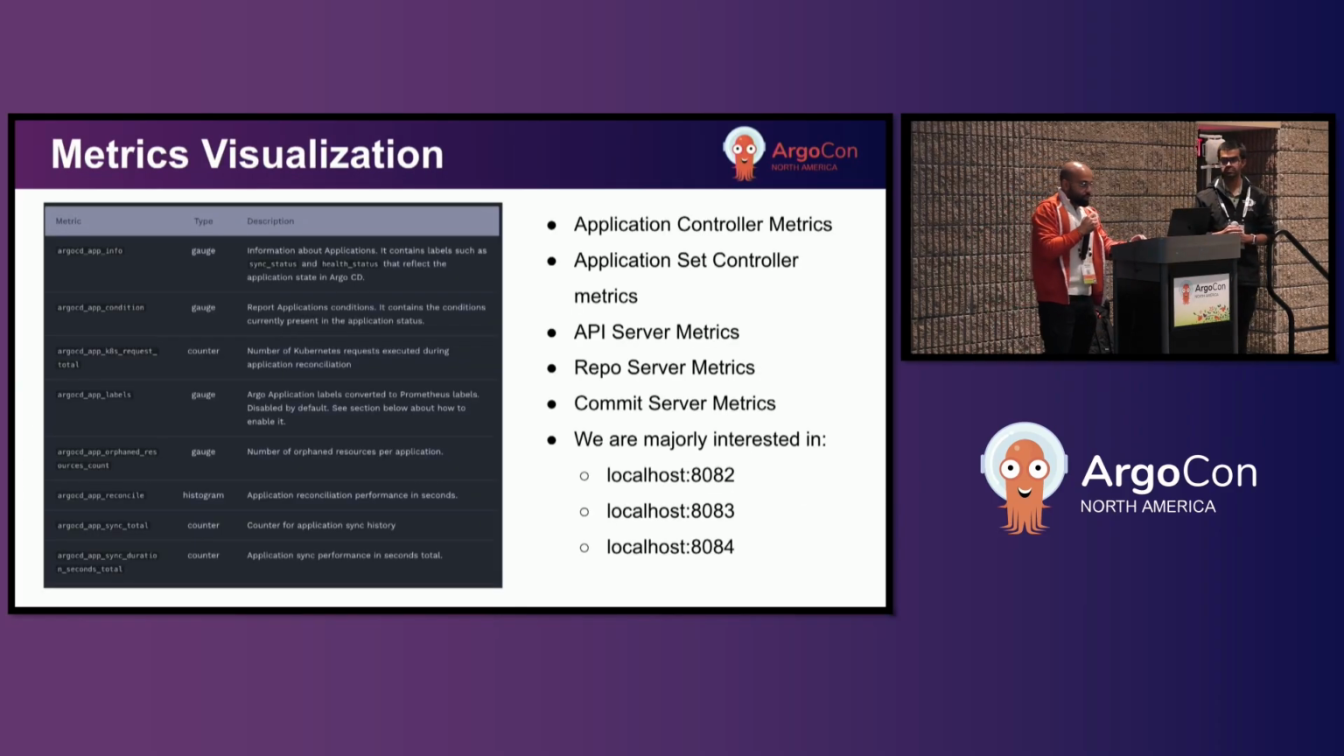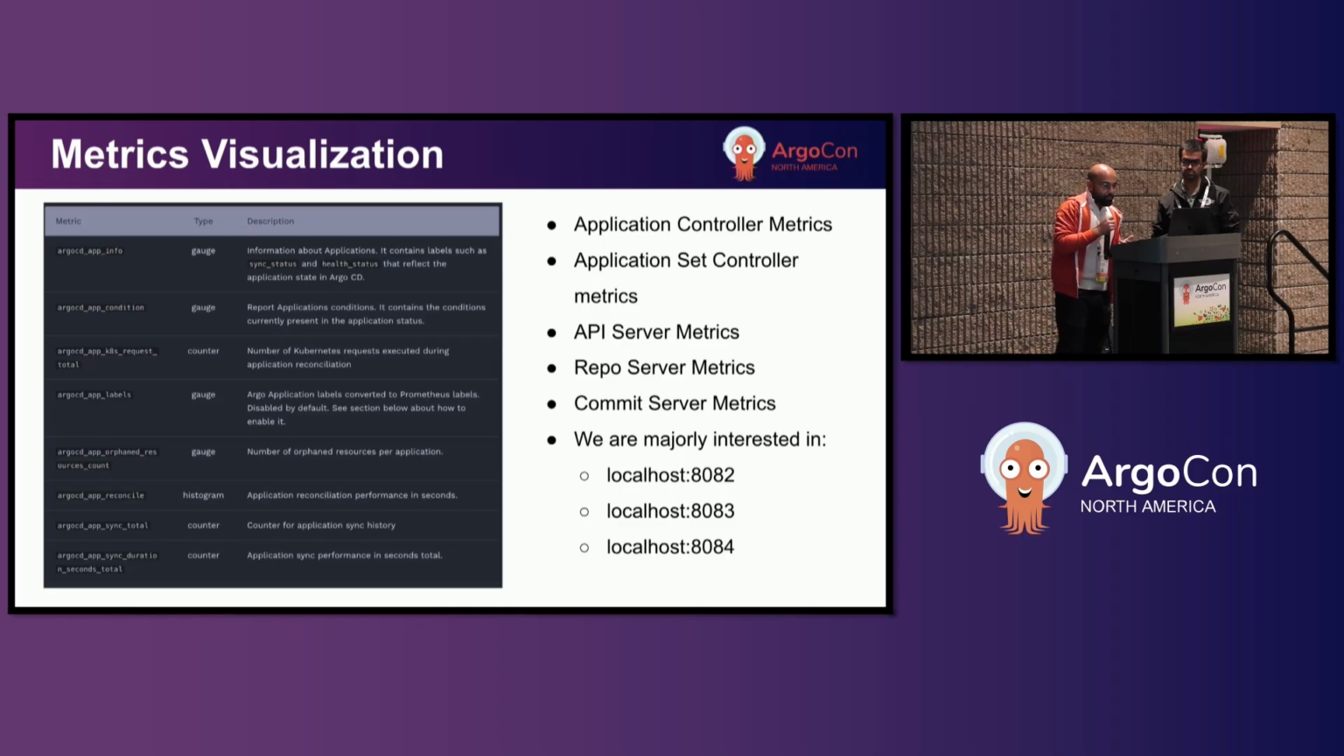So metrics visualization on ArgoCD is a bit tricky, I would say. It exposes a lot of things: application controller metrics, application set controller metrics, API server metrics, repo server metrics, commit server metrics. But we would be majorly interested in three things, which are hosted on 8082, 8083, and 8084, which are the application controller metrics, the API server metrics, and the repo server metrics.